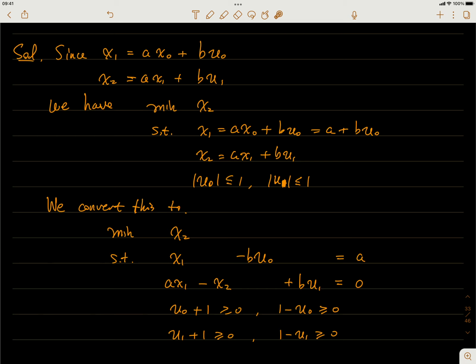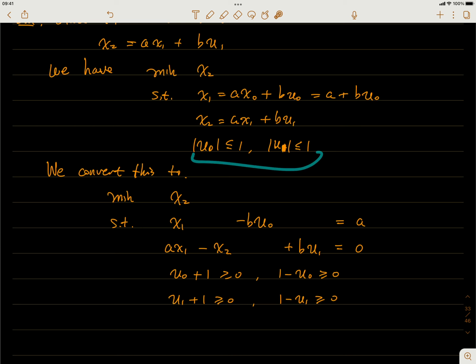For the linear equality constraints, we can move all the variables to the left-hand side and all the constants to the right. For example, in this one, we have x_1, then we can subtract b u_0, so x_1 minus b u_0, and we leave the a on the right side. So that's this. The second one can be obtained similarly, but remember that x_2, x_1, and u_1 are all unknowns. That's why we keep them on the left.